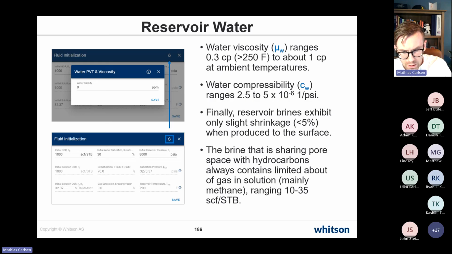It's very important that when it comes to reservoir water, water viscosity typically goes from 0.3 to about 1 centipoise at ambient temperatures, and the compressibility of water is fairly low. Reservoir brines exhibit a very slight shrinkage when produced to the surface. And the brine that is sharing pore space with hydrocarbons will always contain limited amounts of gas in solution.